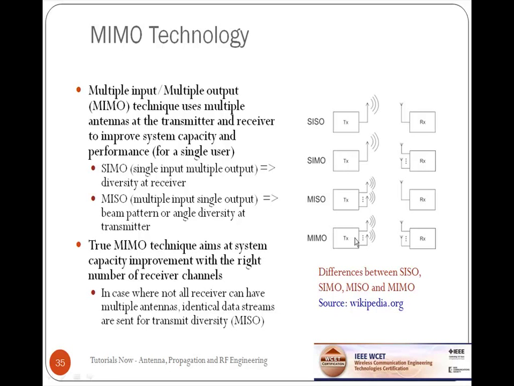And finally, for improved data rates, a MIMO channel allows multiple data streams to be transmitted and recombined at multiple receive antennas. So true MIMO technique aims at system capacity improvement with the right number of receiver channels. So the fallback position is that in case where not all the receivers can handle or have multiple antennas, the identical data streams are sent for transmit diversity or MISO.